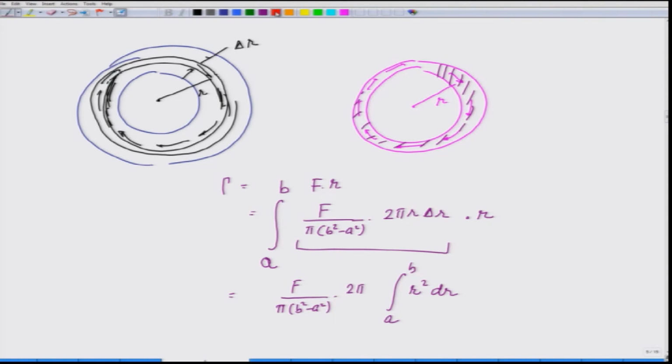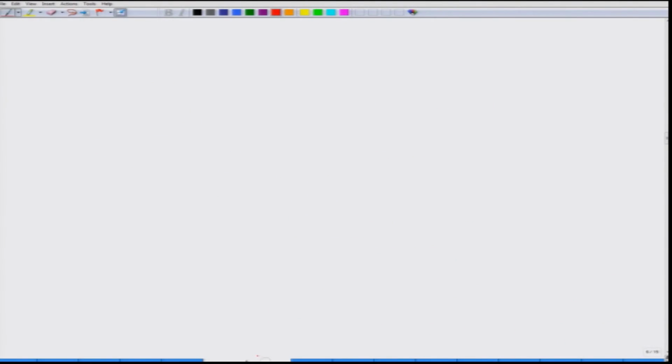This pi cancels and I get this equal to F over (b square minus a square) times (b cubed minus a cubed) divided by 3. There is a 2 also here. So, the answer becomes 2F over (b plus a) times (a square plus b square plus ab), and that is the answer.